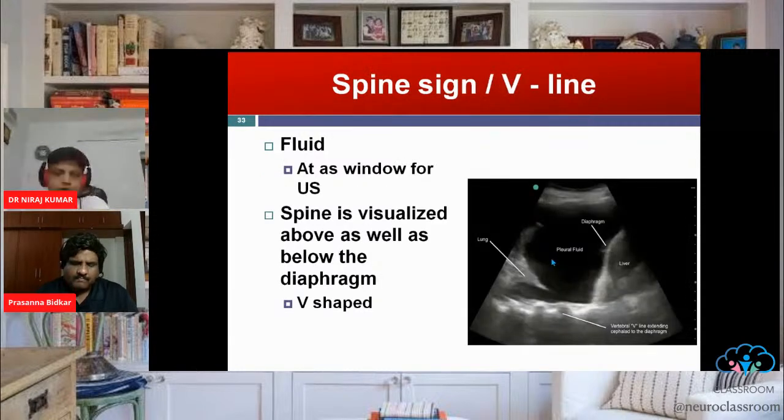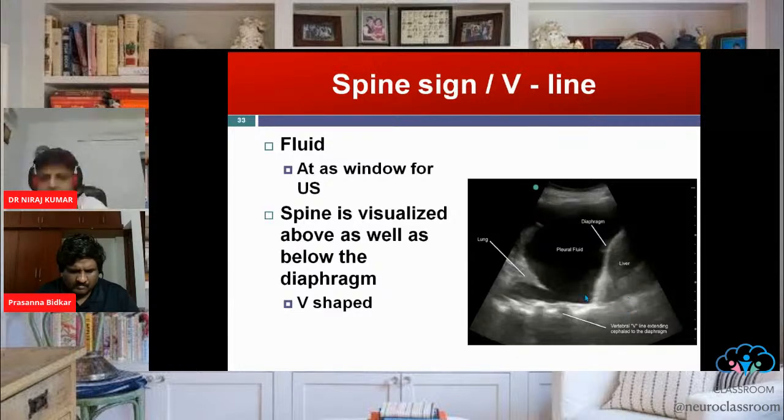Now, sometimes you may get the spine sign or V line. It's also mentioned in the pleural effusion. We have already seen that this is the diaphragm, and below the diaphragm there's a liver, and above the diaphragm there's a lung. So at this level, the vertebral columns are present. Since the liver acts as an acoustic window, you can see the vertebral column below the liver. So these are the vertebral columns. In the normal healthy lung, you will not get this vertebral column. So the vertebral column and this spine sign or V-like structure in the normal lung is present only below the diaphragm.